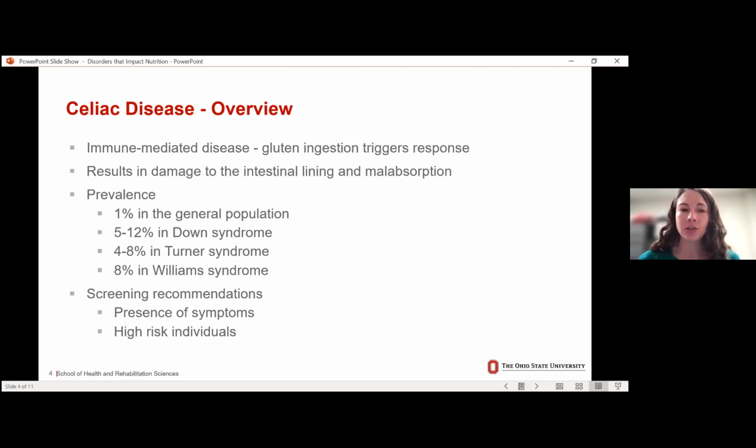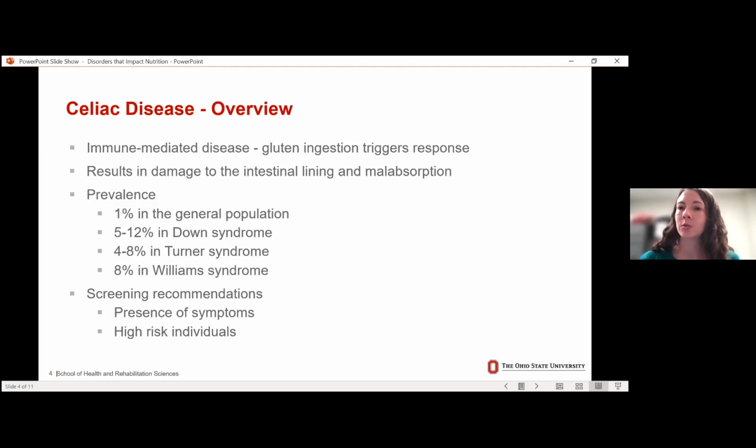Our screening recommendations, and screening just refers to getting some blood drawn and looking for a certain antibody that's in higher levels in people with celiac disease. If they screen positive for this antibody, then the next step is to undergo an intestinal biopsy to confirm that diagnosis. So it's recommended that if anyone's having symptoms of celiac disease, that they get screened for it. And then also high-risk individuals as well.